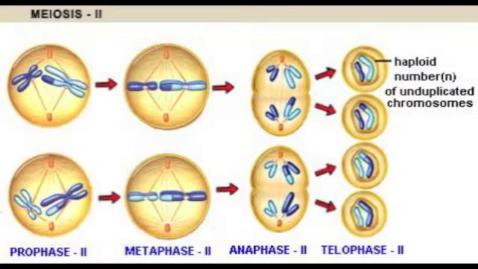For meiosis 2, meiosis 1 essentially repeats itself. During another round of cell division, the sister chromatids finally separate. 4 haploid daughter cells result, containing unduplicated chromosomes.